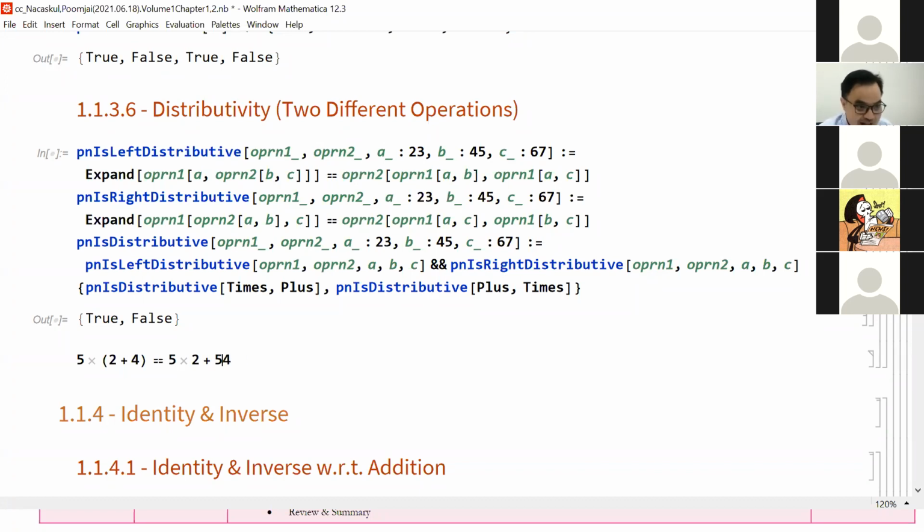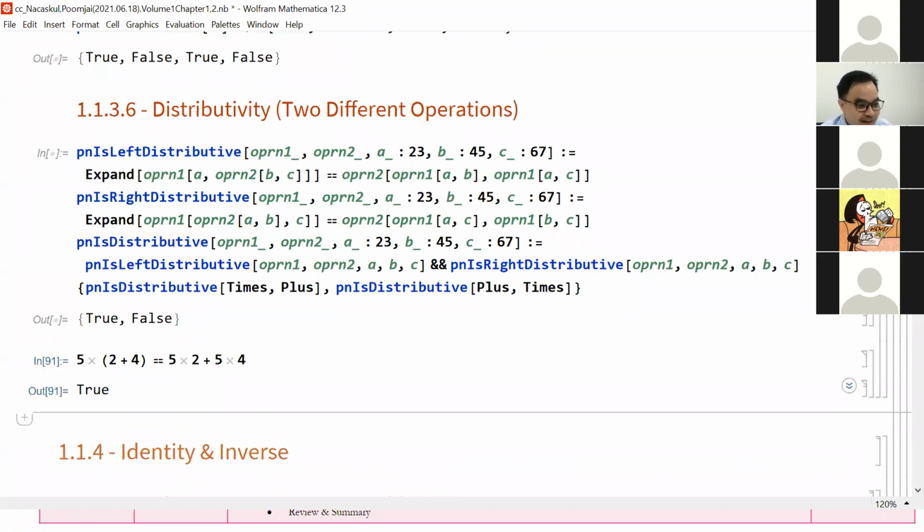Okay, if you don't put the space in between, it's 54. If you put a space in between, it knows it's multiplying. So you don't have to put this sign yourself. It auto-fills for you.